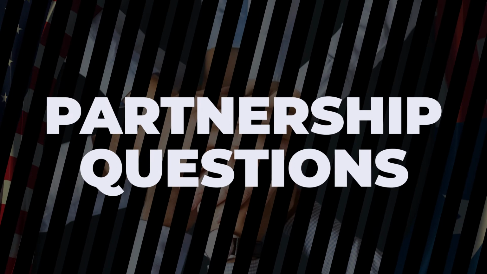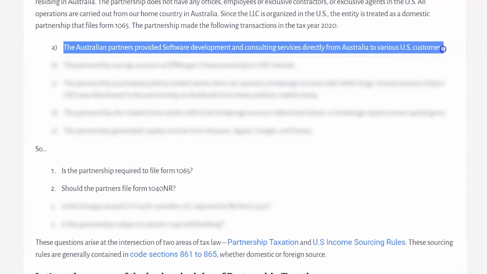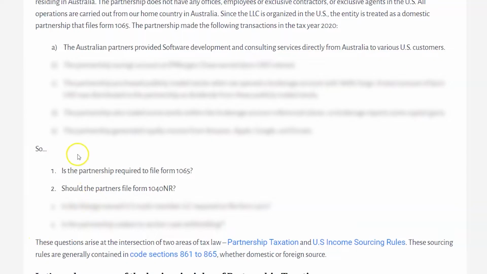All right, so in light of the fact that they are providing software services and consulting services, we're going to try to answer all of these questions. The first question is whether the partnership is required to file Form 1065, and whether the partners themselves should be filing 1040-NR, which is a non-resident return. So we would address all of this stuff, assuming we are dealing with a service partnership.